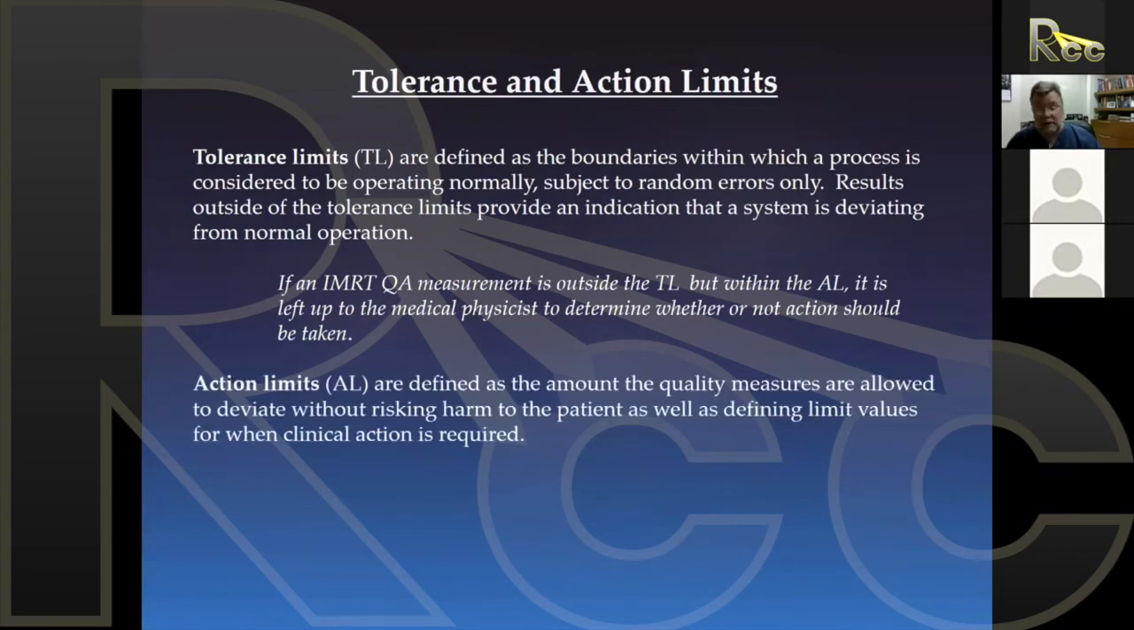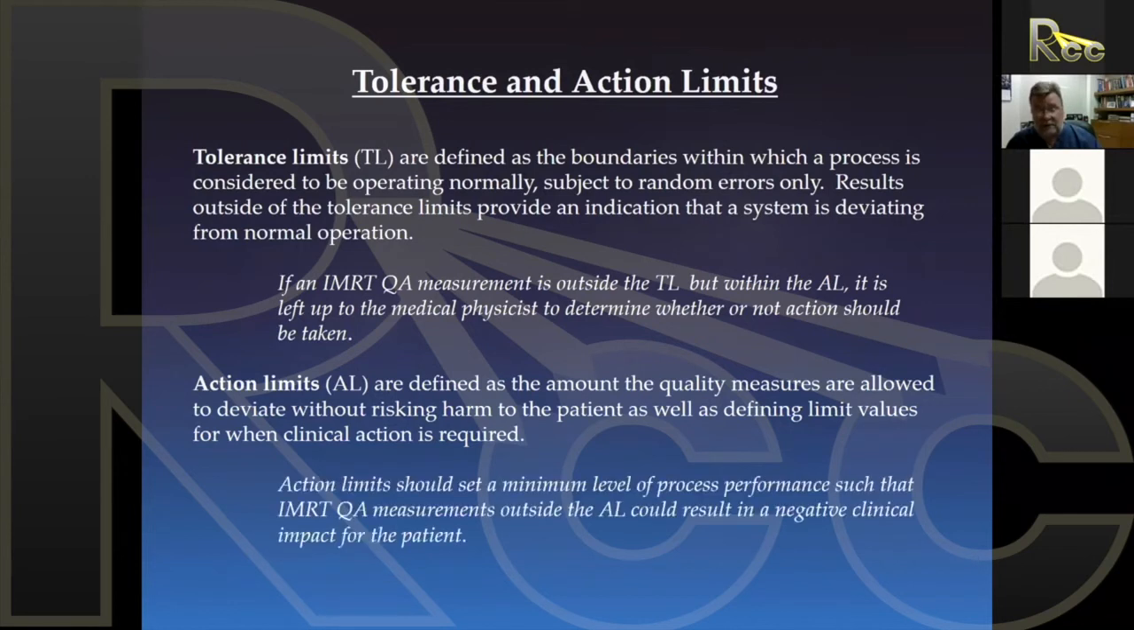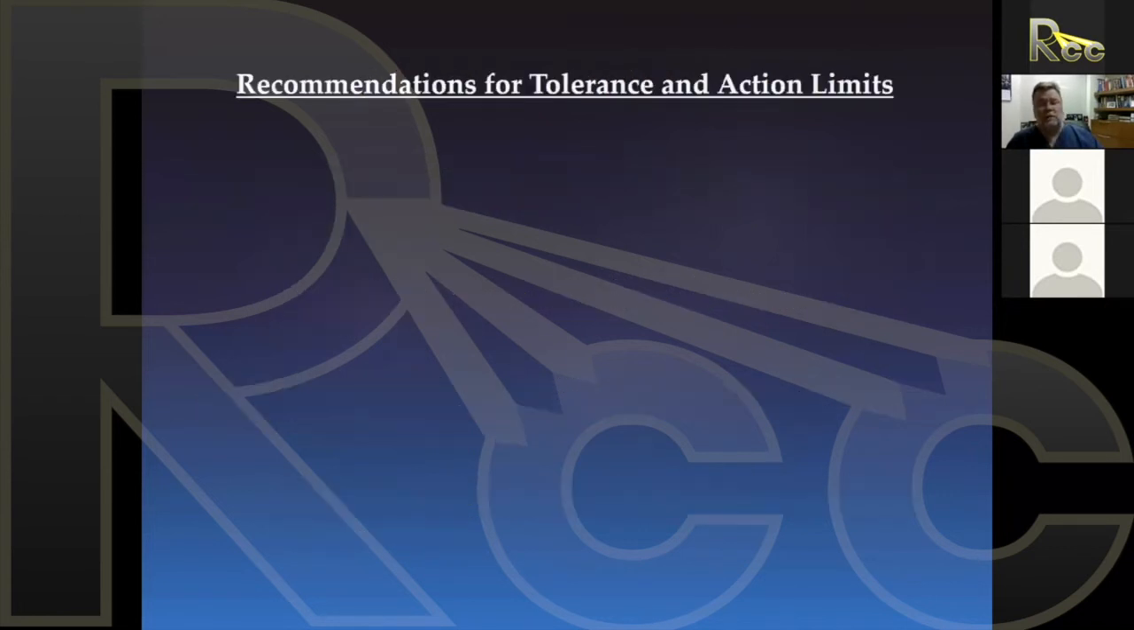Action limits are defined as the amount of quality measurements allowed to deviate without risking harm to the patients. If we're outside an action limit, and these limits are set such that it could cause problems to the patient, then we should not use this. It could have a negative impact on the patient. So this is how they have set this up for us and made suggestions with respect to what limits we should use. So they give us those recommendations.